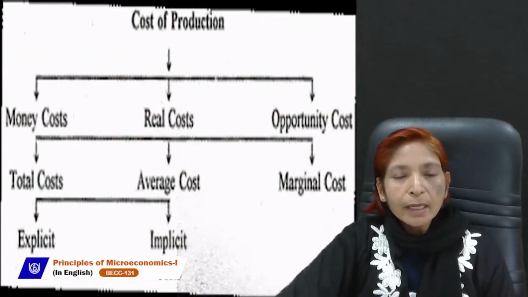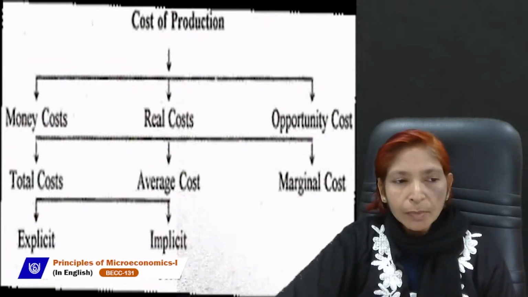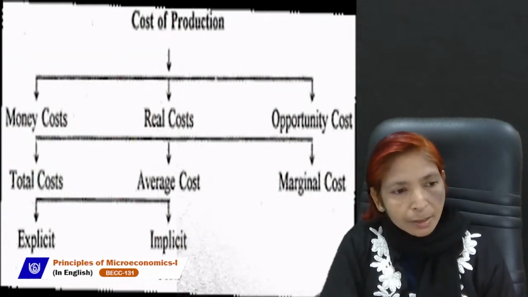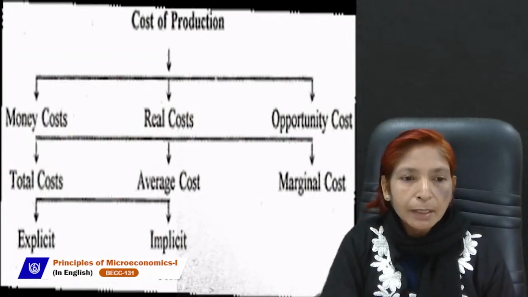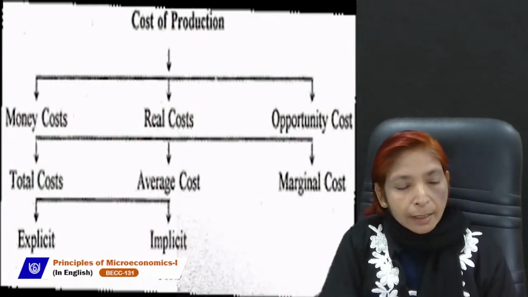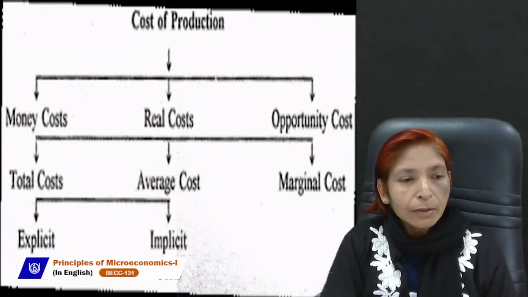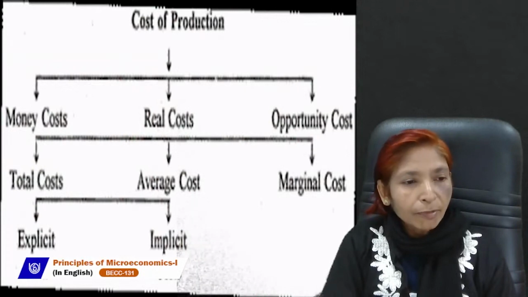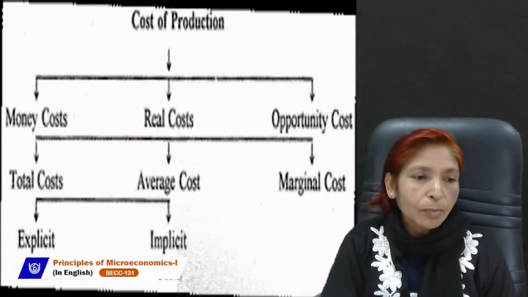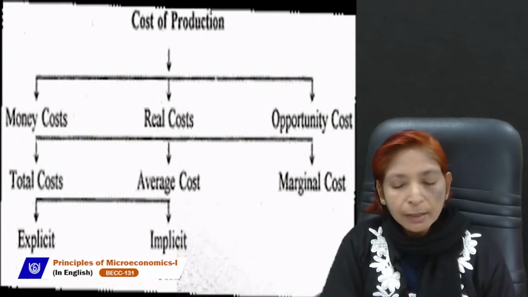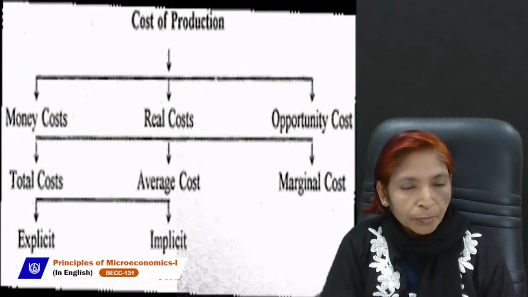Here there are so many types of cost. One is money cost. As you know, there are four factors of production we use for the production of goods and services: land, labor, capital, and entrepreneur. Land gets its reward in the form of rent, labor gets wages, capital gets interest, and the entrepreneur gets profit. When all the factors of production get their reward in the form of money or cash, that is called money cost.